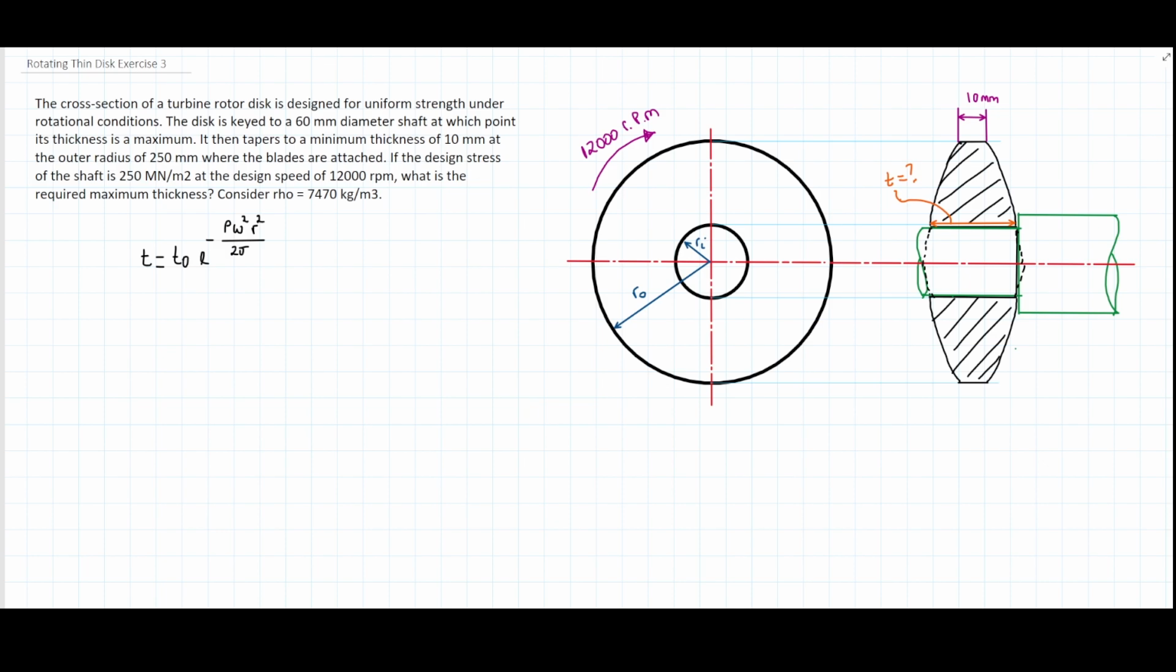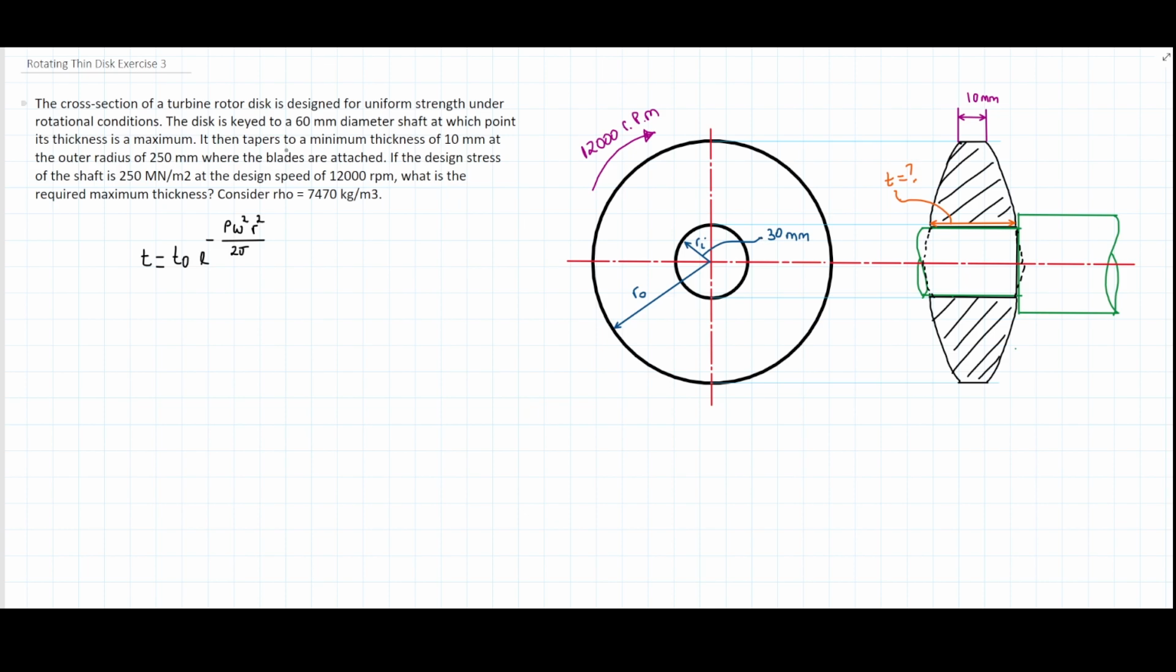It says the cross-section of a turbine rotor disk is designed for uniform strength under rotational conditions. The disk is keyed to a 60 millimeter diameter shaft, at which point its thickness is a maximum. So basically what it's saying is that we have this disk here, and there is a central hole, and that hole is mounted on top of a shaft, and this is 60 millimeter diameter, which means that I can write it right now. This is 30 millimeter radius.